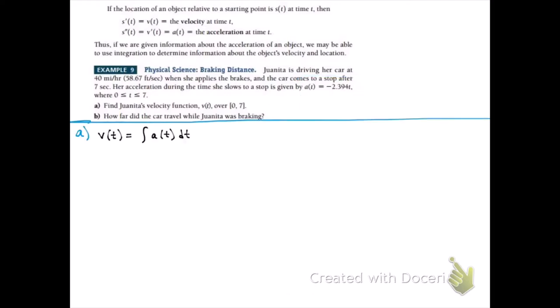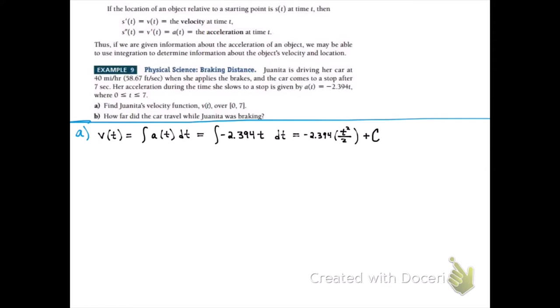So remember, the velocity function will just equal the integral of the acceleration function. So in this case, the acceleration function is just negative 2.394 times t. So we take the integral of that function. To take the integral of that function, we get this, using the power rule, plus c.